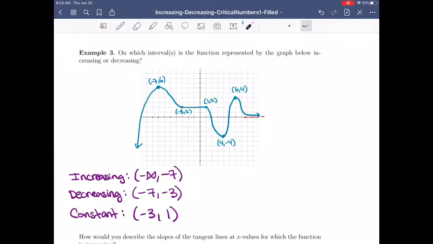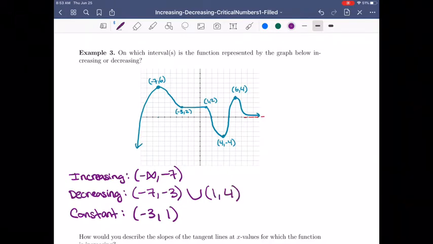Now after 1, so from 1 until 4, the graph drops down further. Okay, so that means that we're decreasing, so we're decreasing from -7 to -3, and then we do this union symbol to mean this other interval as well. So the interval from 1 to 4.